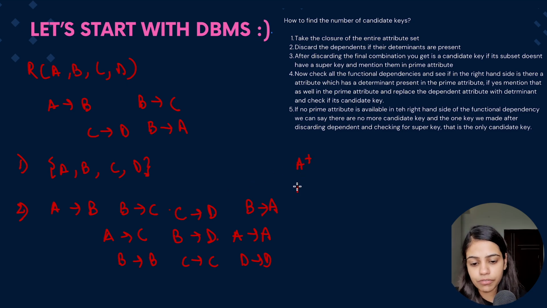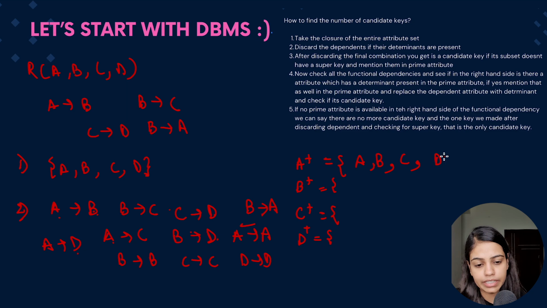Firstly we will find the closure for A, B, C, and D, and we will see if they are super keys or not. So firstly we'll find the closure for A. A closure will have A, since A determines A. Then A closure will have B, since A is determining B. Now A determines B, B determines C, so A also determines C, so C is also there. Now A determines B, B determines C, C determines D, so B determines D and A determines B. So A also determines D, so D is also there.